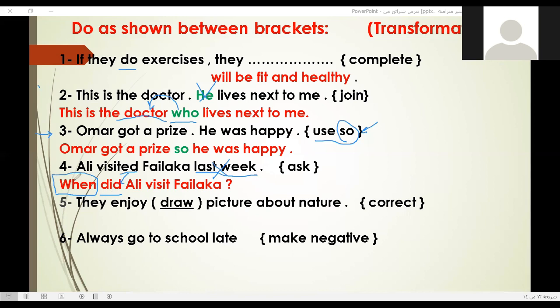When we finish the two steps here, you have to add the rest of the sentence, like this: When did Ali visit Failaka? And put a question mark. Thank you very much, Ahmad.